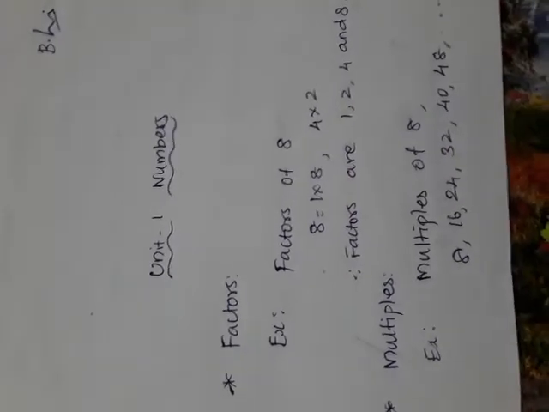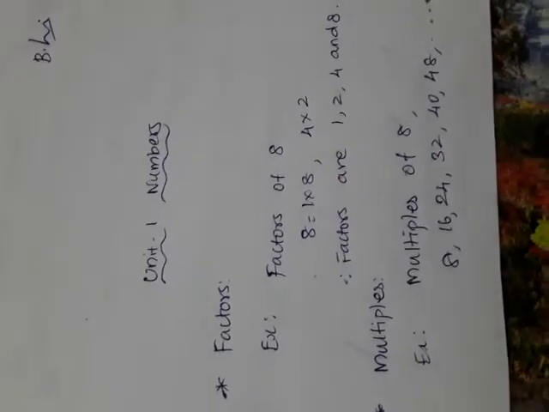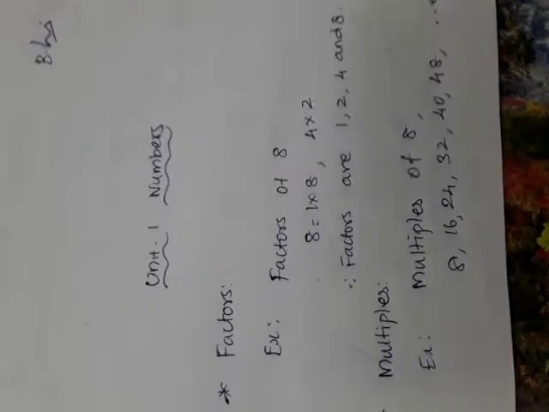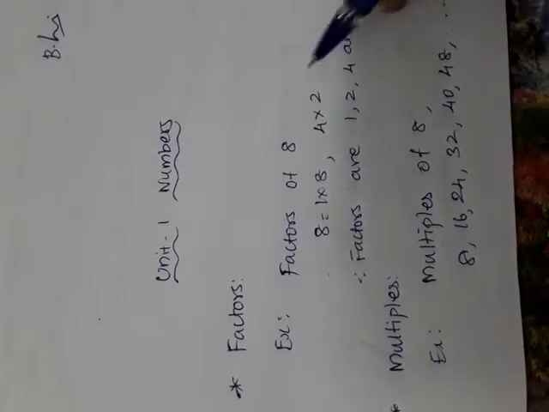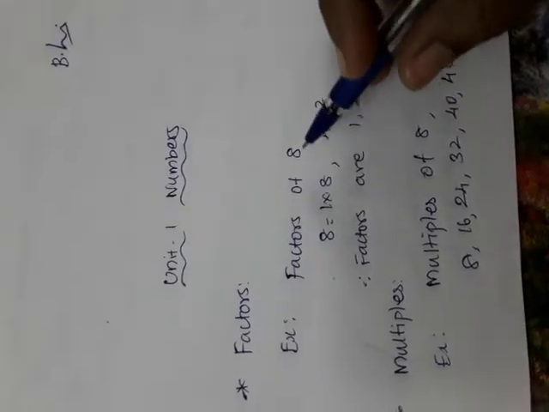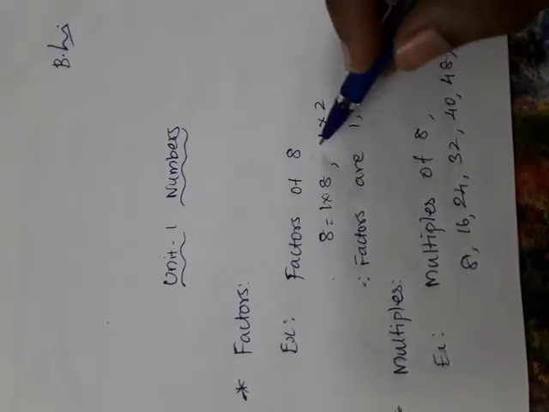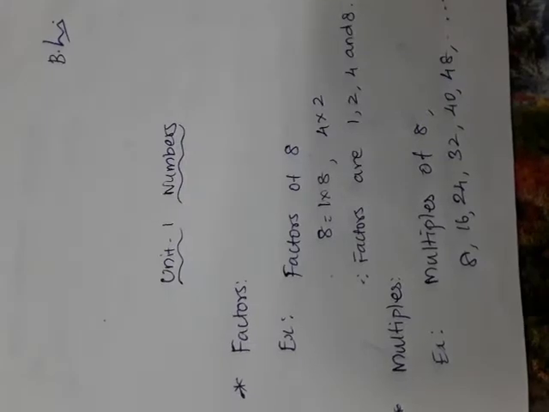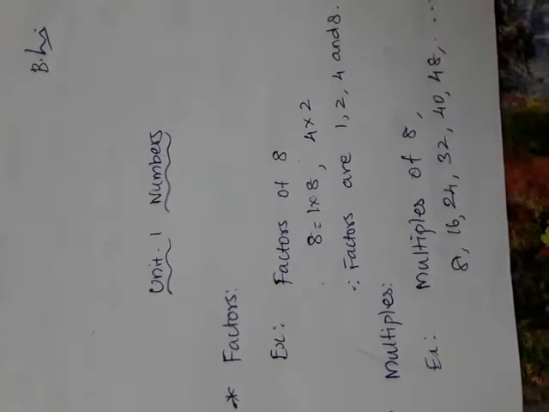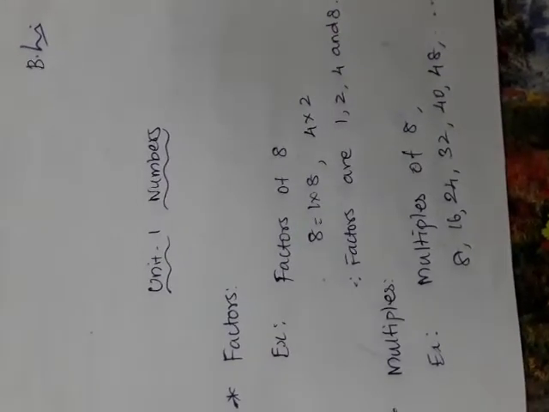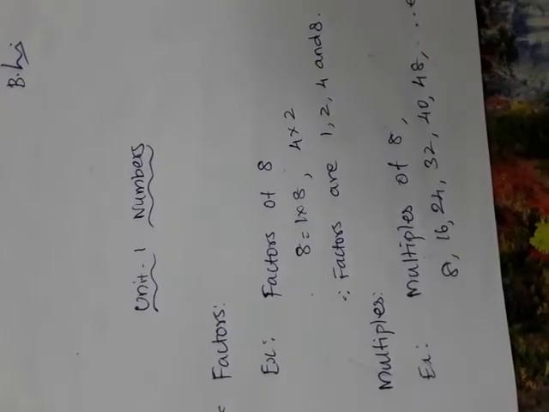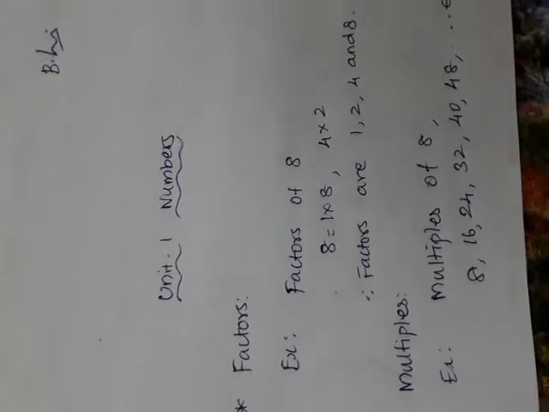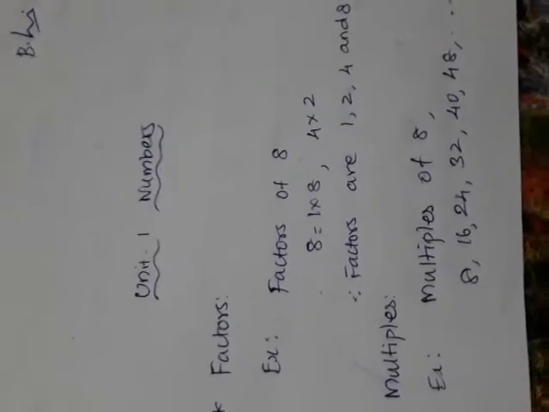Actually, a factor is a number that must divide the given number without any remainder. For example, if you divide 8 by 2, 8 divided by 2 is equal to 4, 4 twos are 8. The remainder is 0 and the quotient is 4. So the number should divide exactly. Those numbers are called factors of the given number.